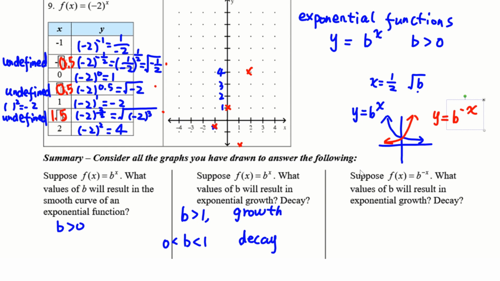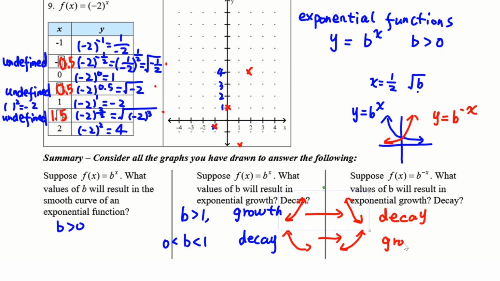So before, if it's a growth, now you flip it. Before it's growth, then you flip it in the y-axis, it will be decay. And before it's decay, you reflect it in the y-axis, it will give you growth. So they are opposite. So next page, this is all for parent function.